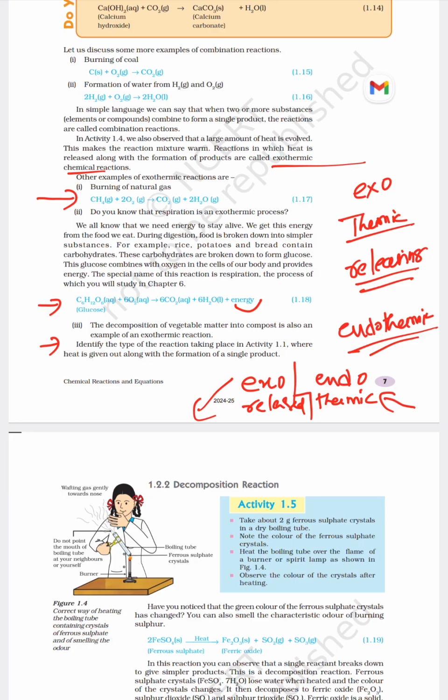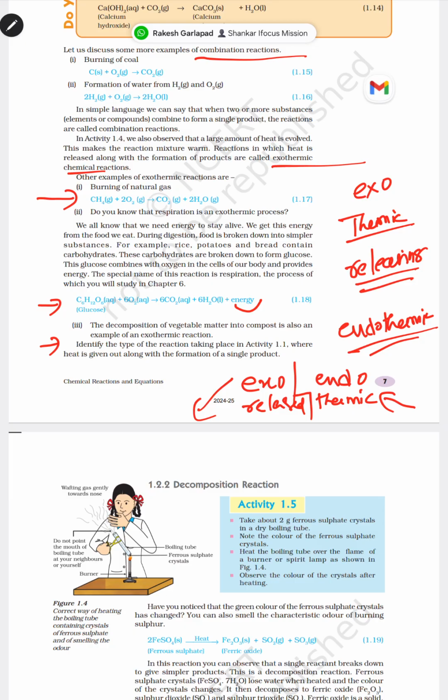The decomposition of vegetable matter into compost is the best example of an exothermic reaction. Like this, whenever in a particular reaction heat is released, that is known as an exothermic reaction. If multiple materials or compounds react to form a single compound, then that is known as a combination reaction. So these two we have now observed.